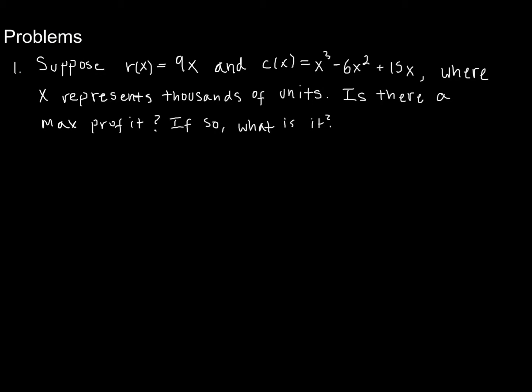Okay, so suppose that your revenue function is 9x and your cost function is x cubed minus 6x squared plus 15x, where x represents thousands of units. Is there a maximum profit, and if so, what is it? So go ahead and construct a plan on your own first. What are you going to do? What theorem could you apply? And work through this on your own, and then we'll take a look briefly at the solution.